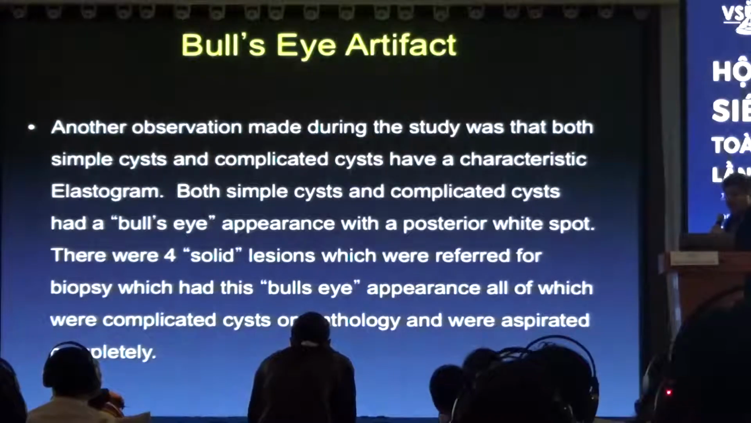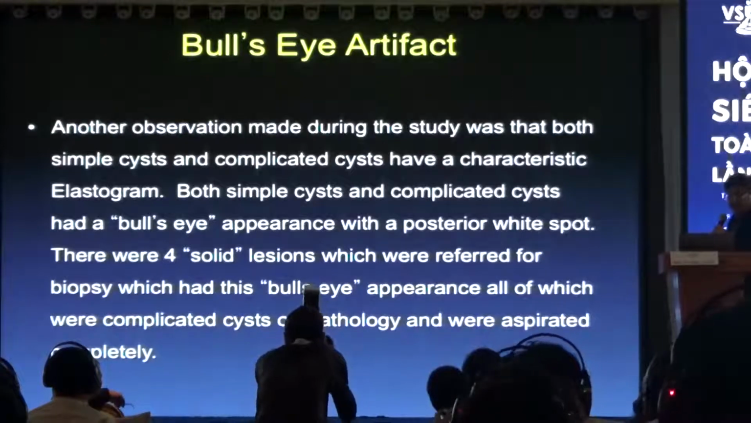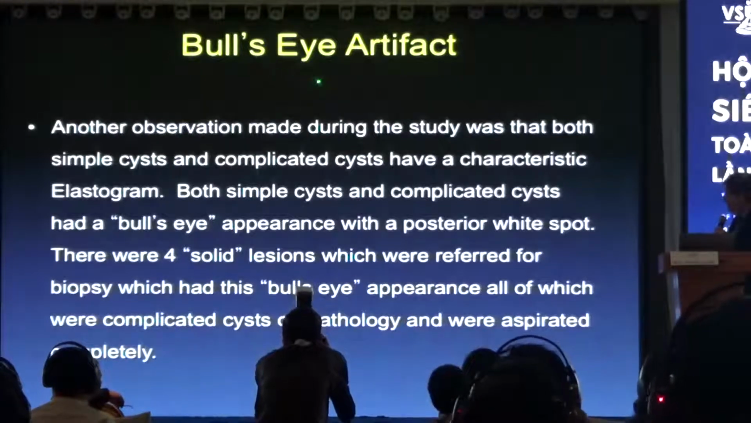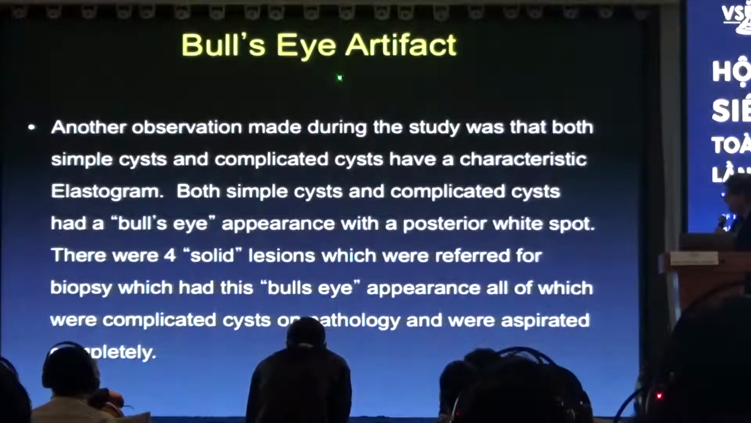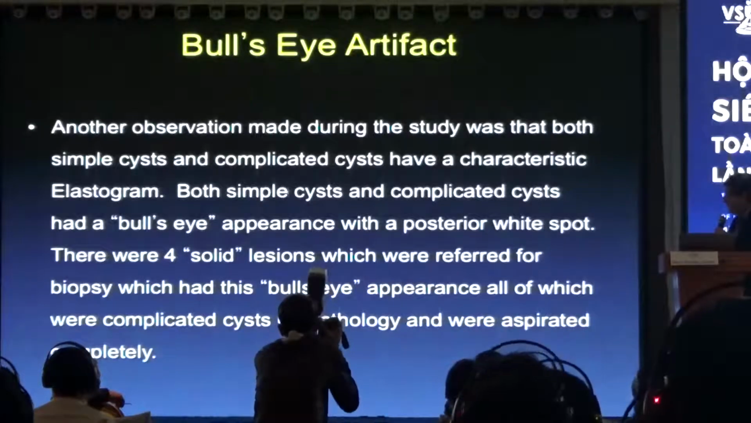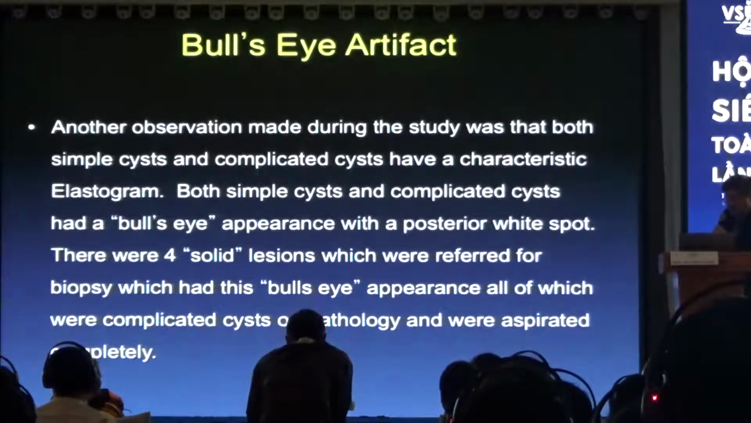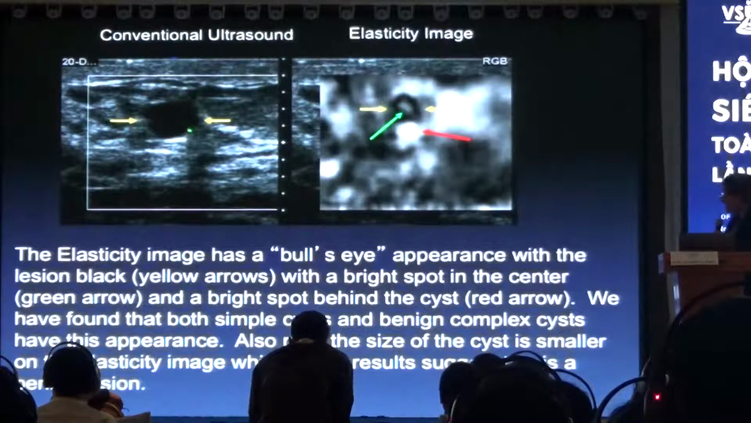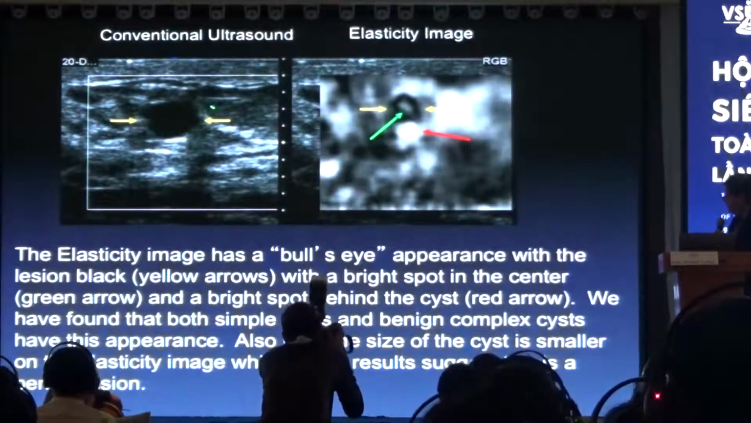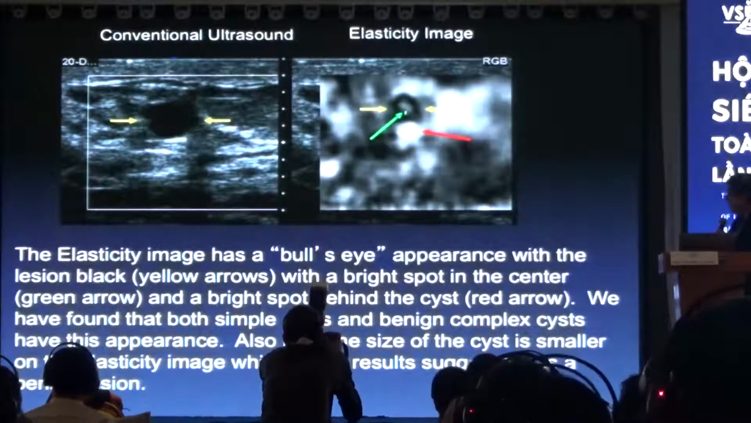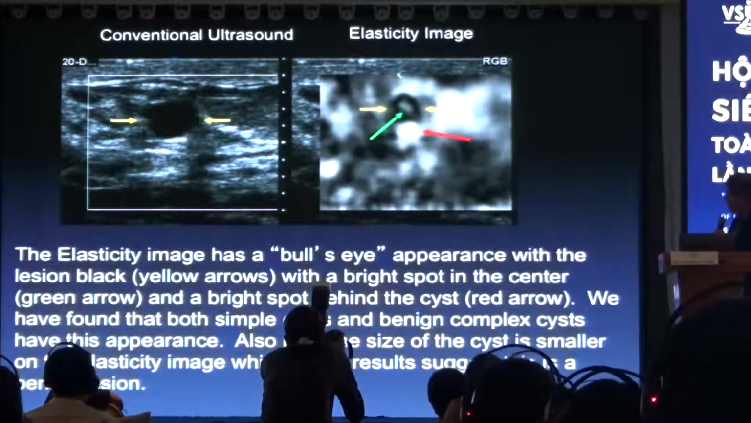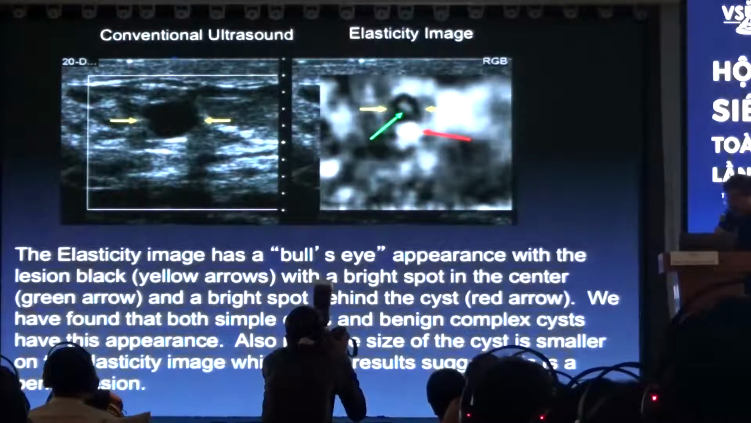Another observation that we had, this was using a Siemens system, was that we saw what we call the bullseye artifact. So we saw this artifact quite often, and we saw it both in what looked like simple cysts, complicated cysts, and actually a couple lesions that we thought were solid on B mode. And the bullseye artifact, here's a cyst on B mode. It's this black outer rim, a white inner dot, and a white distal dot. And you need all those components to call it a bullseye artifact.